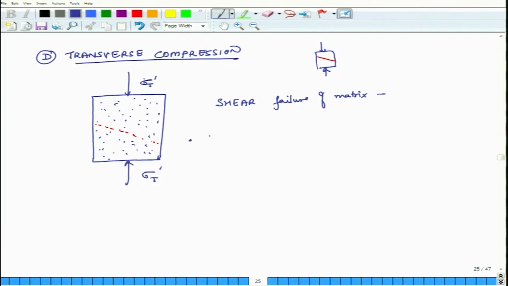One is shear failure of matrix, this is one scenario. The second scenario is shear failure of matrix plus debonding.